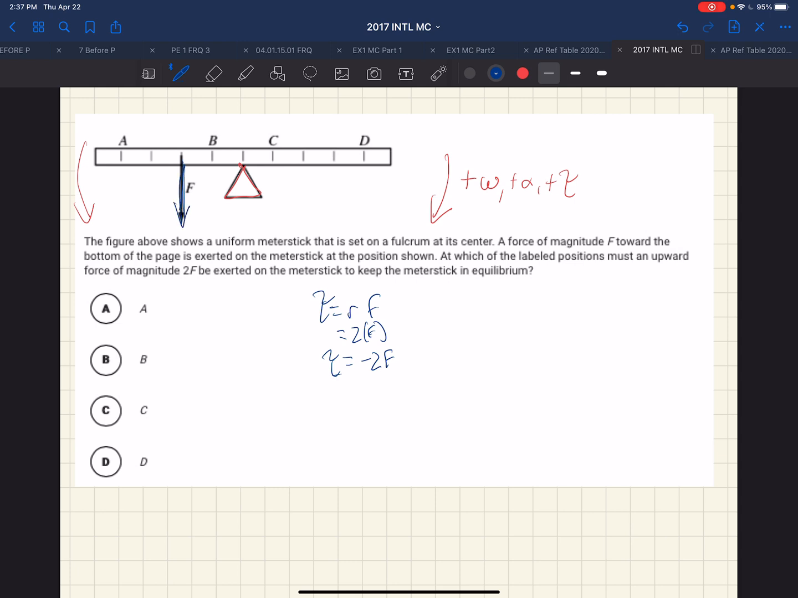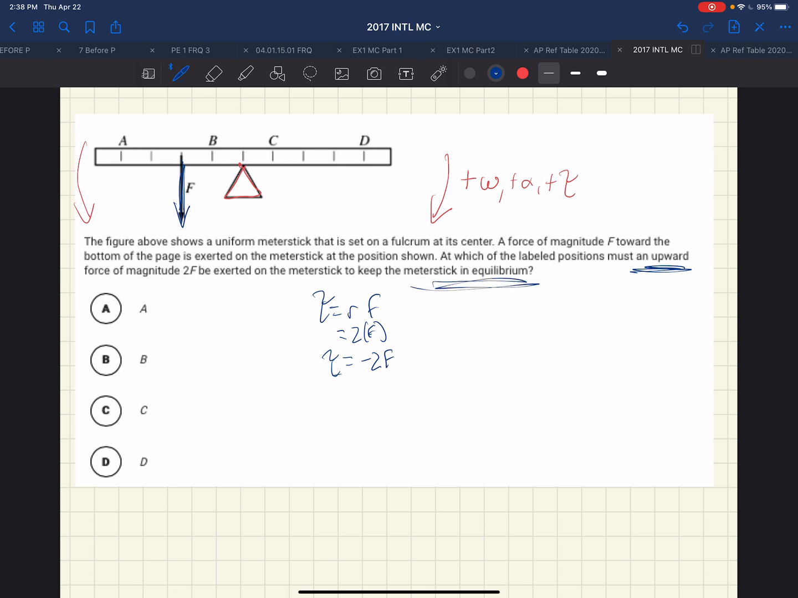So I don't know what the question is yet. I'm just making sense of what's going on. We think of something that's free to rotate, and we have forces at a distance. We're thinking torque. Meter stick shown. At which of the labeled positions must an upward force of magnitude 2F be placed? So to put it in equilibrium.